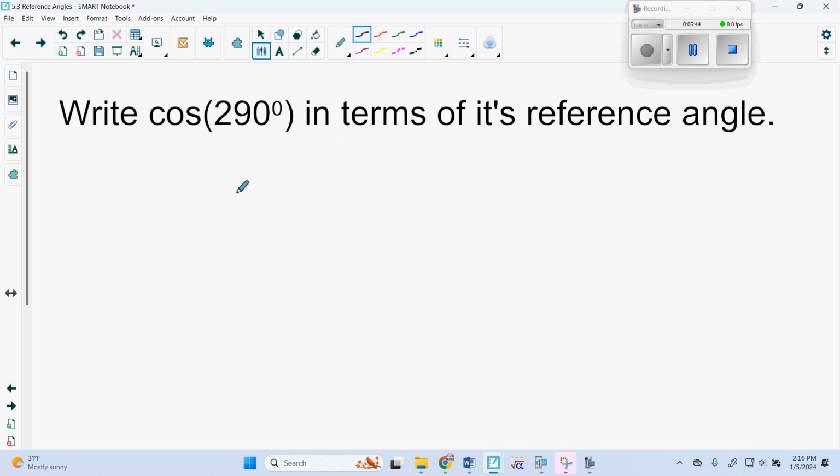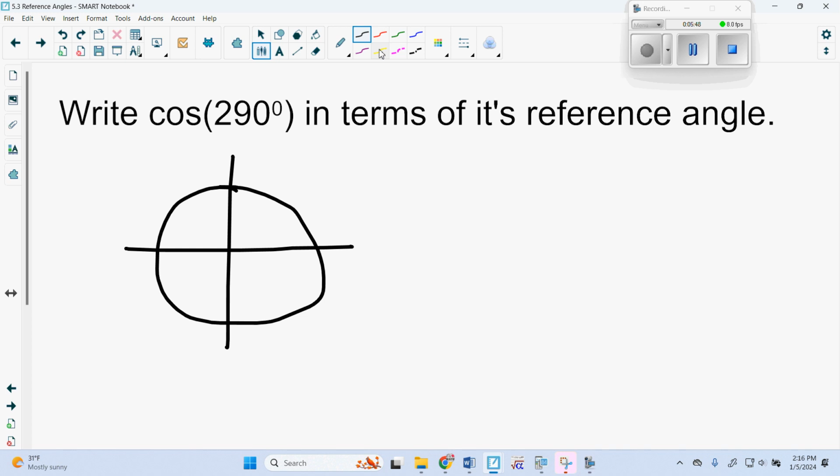Let's look at another one. Cosine of 290. First, we want to draw where cosine of 290 is. So 290 is right here. I want to find my reference angle. This is my reference angle, which is 360 minus 290. That is 70. So my reference angle is up here.